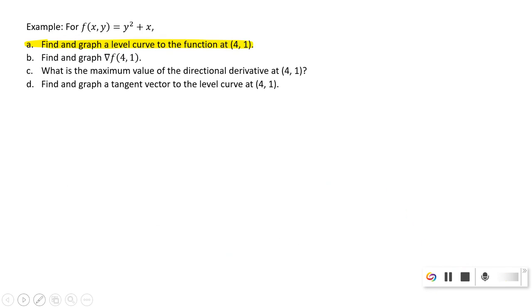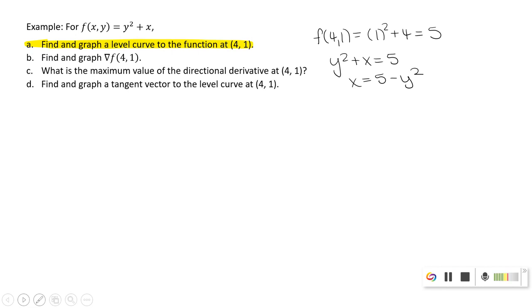All right, so let's see how this works by doing a specific example. Let's consider the function f of x, y equals y squared plus x. So we're going to do 4 different things. We're going to start with part A. Let's focus on that. Find and graph a level curve to the function at the point 4, 1.